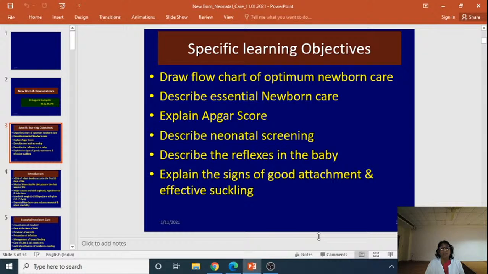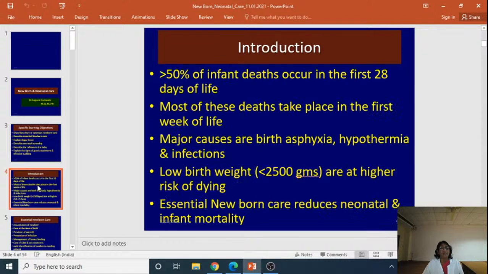Then you also should be able to explain the signs of good attachment and effective suckling, because once the baby is born, the baby is hungry and wants breast milk. So you should look for the signs of good attachment and then effective suckling. What is effectiveness? What is efficacy? You have to just read and come back because there is not much time today.